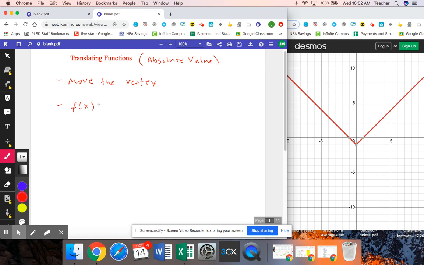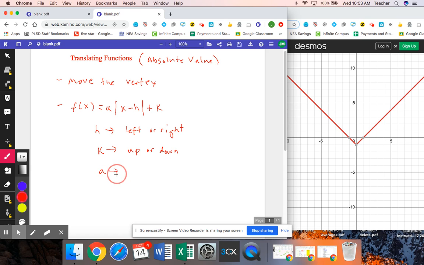So f of x, that's the function. There's absolute value mark, x. If you take something away from it on the inside, that's going to move it left or right, and then you can add some stuff here, make it go up or down. Again, h makes it go left or right. k moves it up or down. And again, like last time, I didn't do it, but I will in a second.